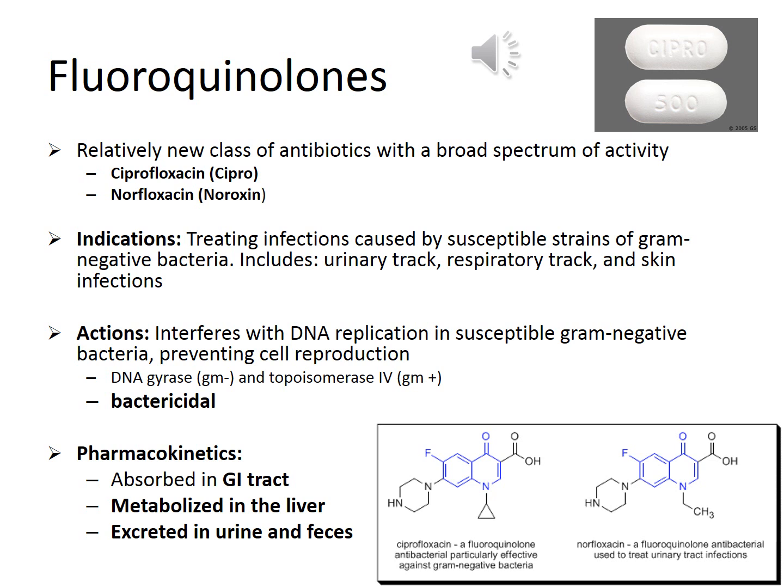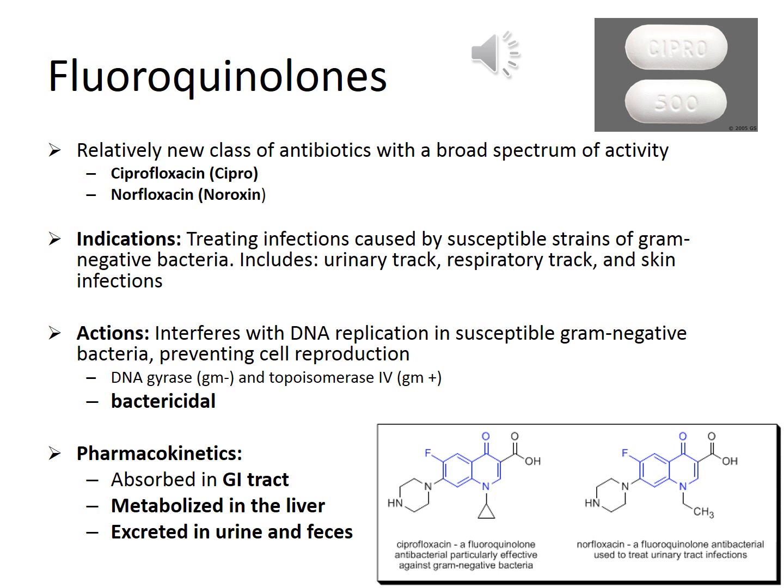They're very, very effective drugs for urinary tract infections, respiratory tract infections, and skin infections, so they've got a lot of activity in different areas of the body. They work by interfering with DNA replication, so totally different than the antibiotics we've looked at up to this point. They work in susceptible gram-negative bacteria, but also gram-positive, which I don't have in that list. And they really prevent cell reproduction because they're inhibiting DNA replication.